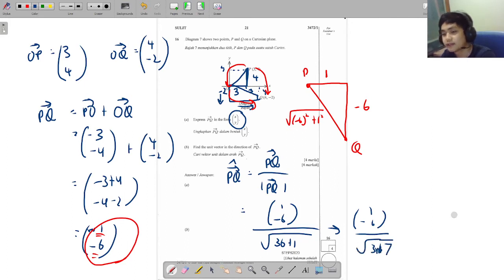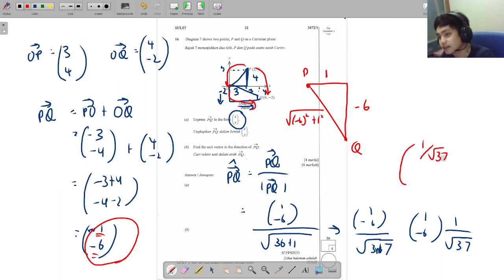To make it a bit nicer, maybe I'll write it like this: 1, negative 6, times 1 over the square root of 37. So it'll be like this. You can also divide it inside, but it will be a bit more messy. If you divide it inside, it would be 1 over square root 37, and the other answer would be negative 6 over square root 37. It will look something like this. So either one of these answers is acceptable.